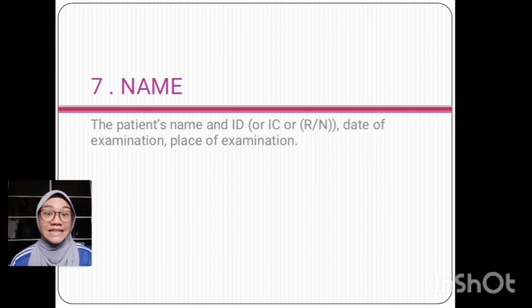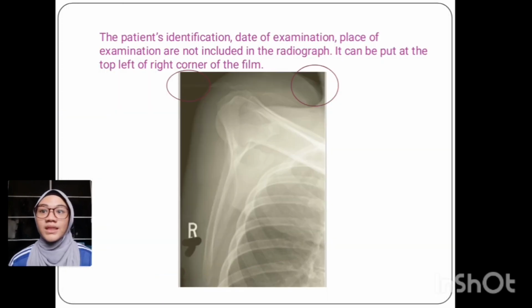Last criteria, name. The patient's identification, date of examination, and place of examination are not included in the radiograph. It can be put at the top left or top right corner of the film, as long as it doesn't superimpose with any regions of interest.